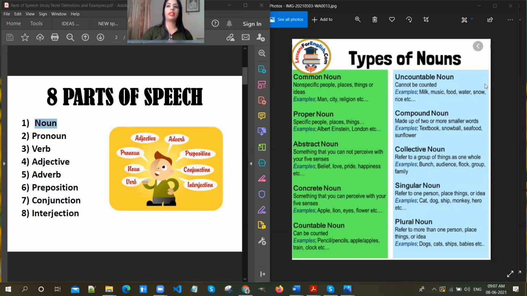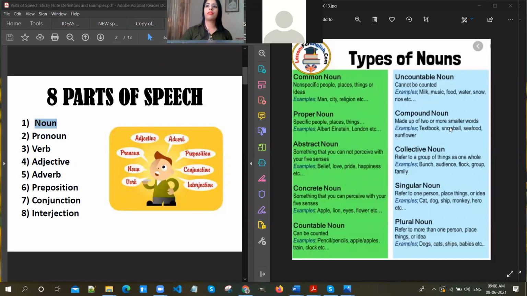Next is compound noun. Yes, very important, right? The nouns which are made up of 2 or more smaller words. For example, textbook, snowball. So दो words नो, दो nouns नो इकट्ठा करके, the word that is made up is known as compound noun. And you have to take care of this in listening. When you have to write the answer in listening, you must be careful about writing compound nouns because sometimes these will be counted as 2 words, right? Snowball, seafood, sunflower. So this is a compound noun.